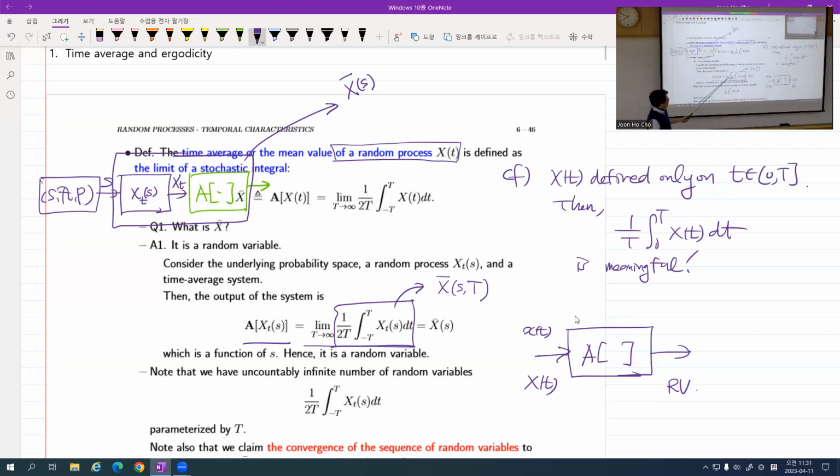Now, we take T to infinity. Then what happens? We now have to consider the limit of parameterized random variables, a limit of infinitely many random variables. Now, let me ask you a question. Suppose you have, in high school, some f of x. Now you want to compute this one. What's the difference between getting this limit and that limit?